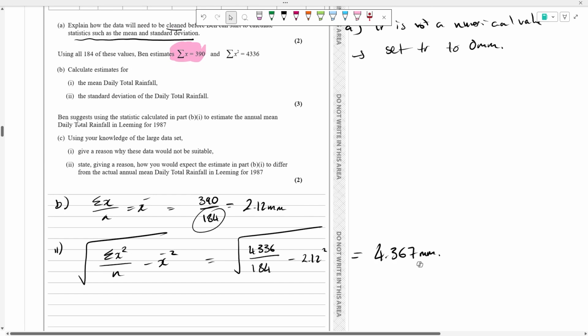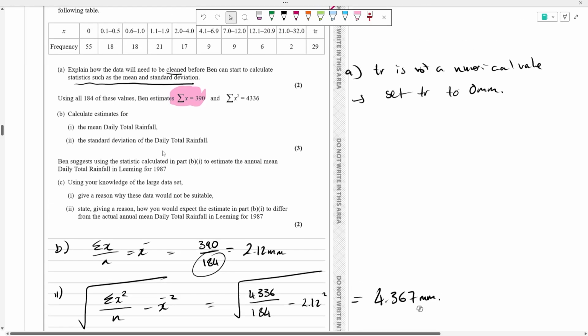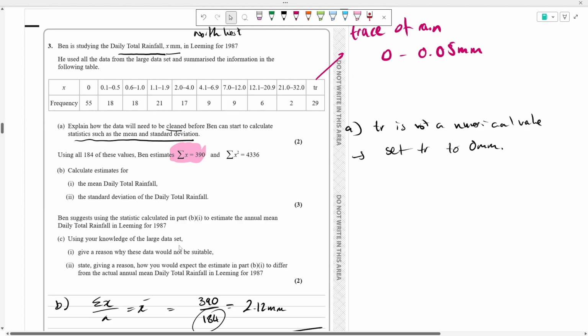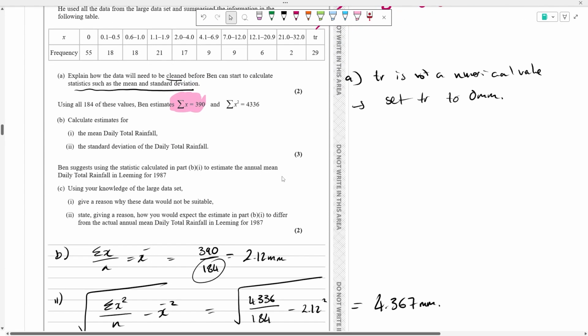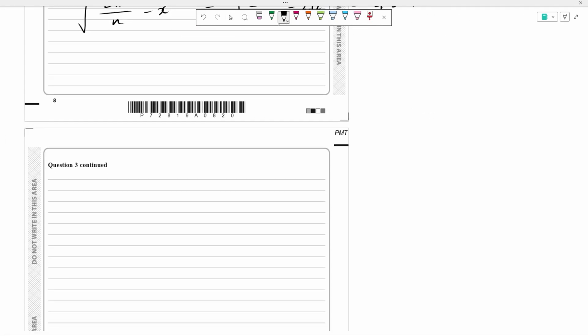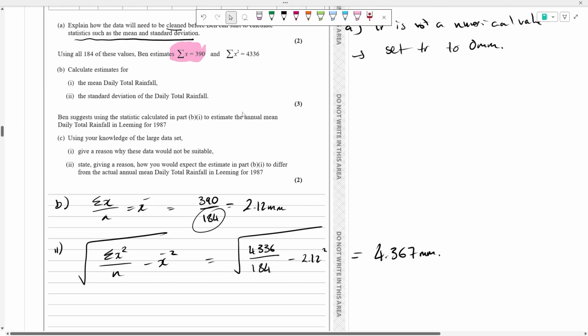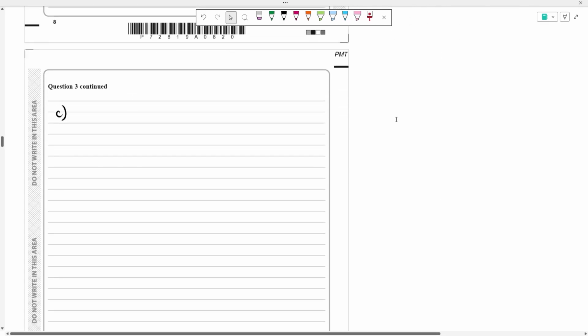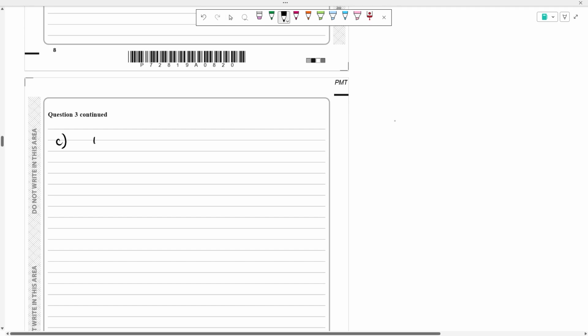Part C, Ben suggests using the statistics calculated in Part BI to estimate the annual mean daily rainfall in Leeming. Give a reason why the data is not suitable. It's because we cannot work out the annual mean of the daily rainfall, because of the way the large data set works: we don't have every single month. The question's asking us about the annual mean, and we can only do that if we have every single month. In the large data set, it's only between specific months, May to October.